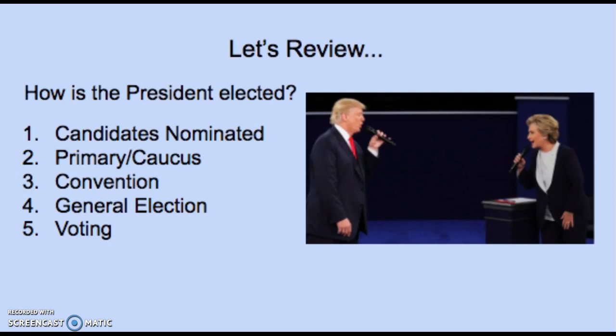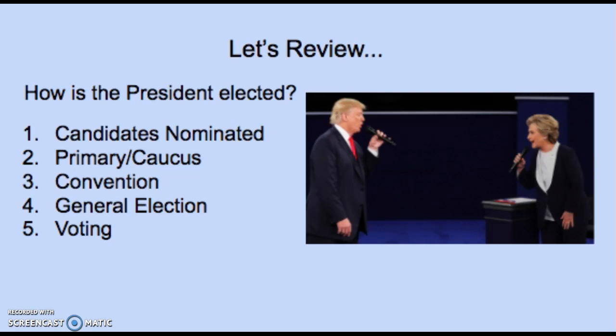All right, so first of all, let's review. How is the president elected? Well, we have these 5 steps. The candidates are nominated. So somebody has to say, I nominate Barack Obama for president, right? And then he can officially run. They talk about him at the primary or the caucus, depending on your state. In Minnesota, it's a caucus. We talk about him. We decide if he's the candidate we want to represent us as Democrats.